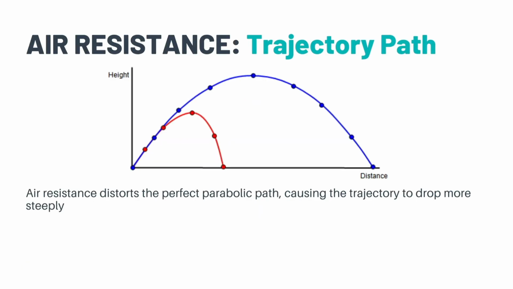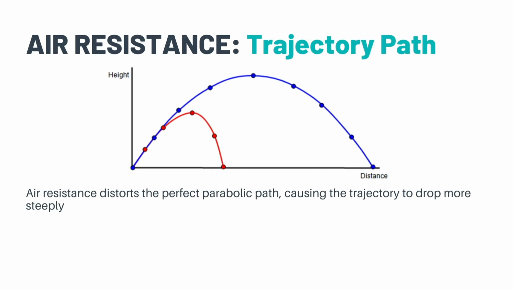So far we've been discussing the ideal conditions of projectile motion, neglecting all the effects of air resistance. However, in the real world, air resistance plays a significant role in the motion of a projectile. I'd like to start by looking at the effect of air resistance on the trajectory path.